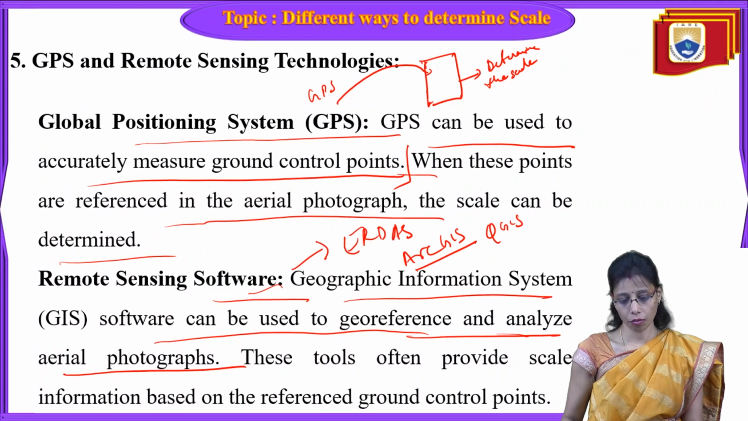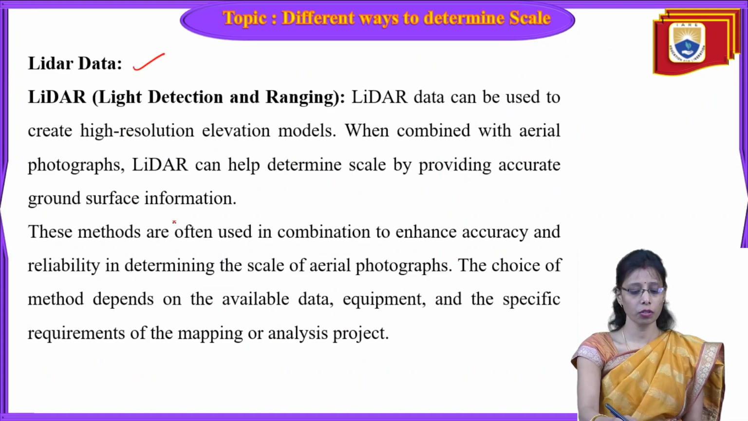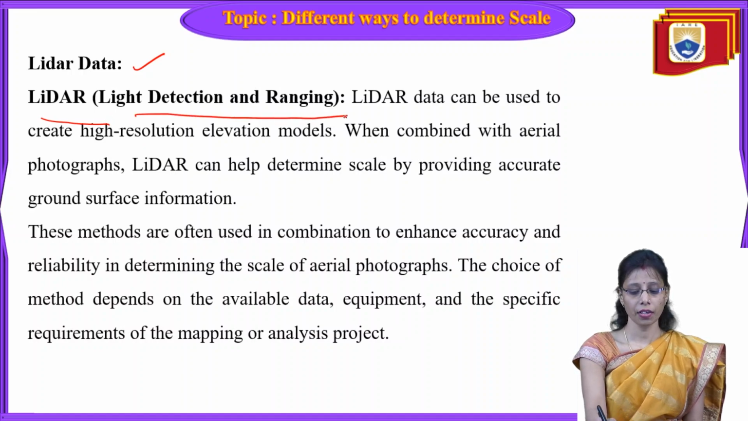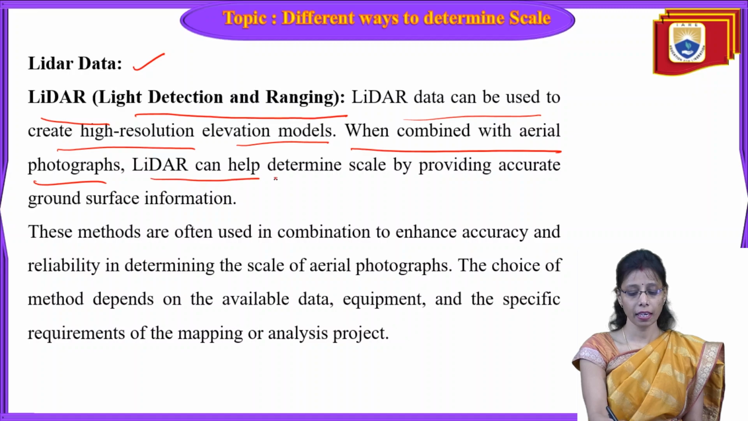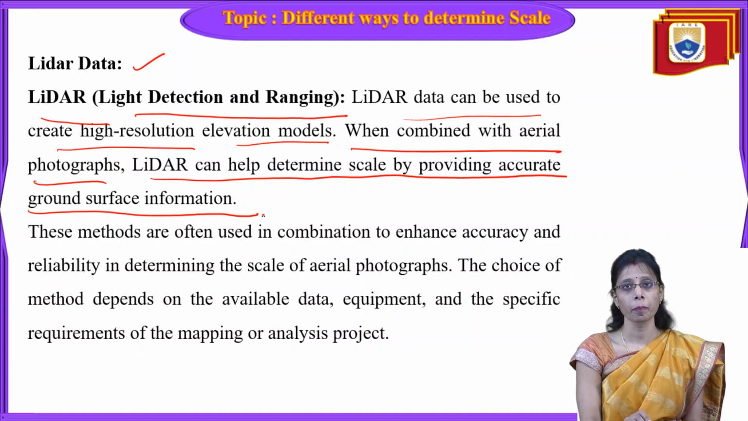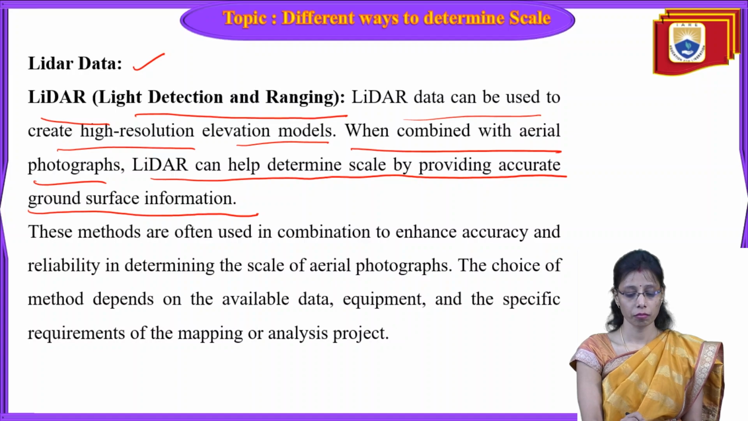Now we have one more way of determining scale. This is the least used method, we do not use it generally. It's the LIDAR method. LIDAR is light detection and ranging. LIDAR data can be used to create a high resolution elevation model. When combined with aerial photographs, LIDAR can help to determine the scale by providing accurate ground surface information. It is used very rarely, not generally.